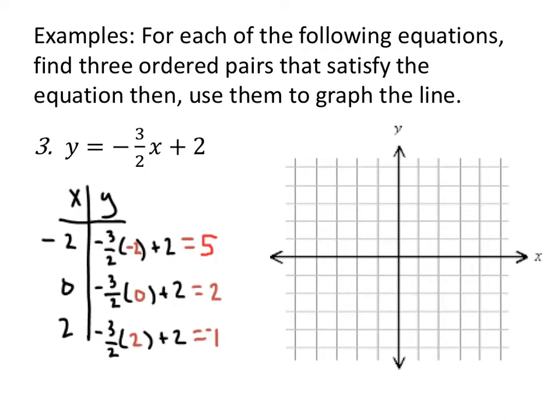So when x is negative 2, I'll have negative 3 halves times negative 2, and then plus 2. The negative 3 halves times negative 2 is positive 3. 3 plus 2 makes 5. So at negative 2, I have a y value of 5. Negative 2, 5. Let's put a point in there. When x is 0, negative 3 halves times 0 is 0 plus 2. So I'll have a point 0, comma 2. When x is 2, negative 3 halves times 2 is negative 3. Negative 3 plus 2 is negative 1. So I'll have the point 2, comma, negative 1.